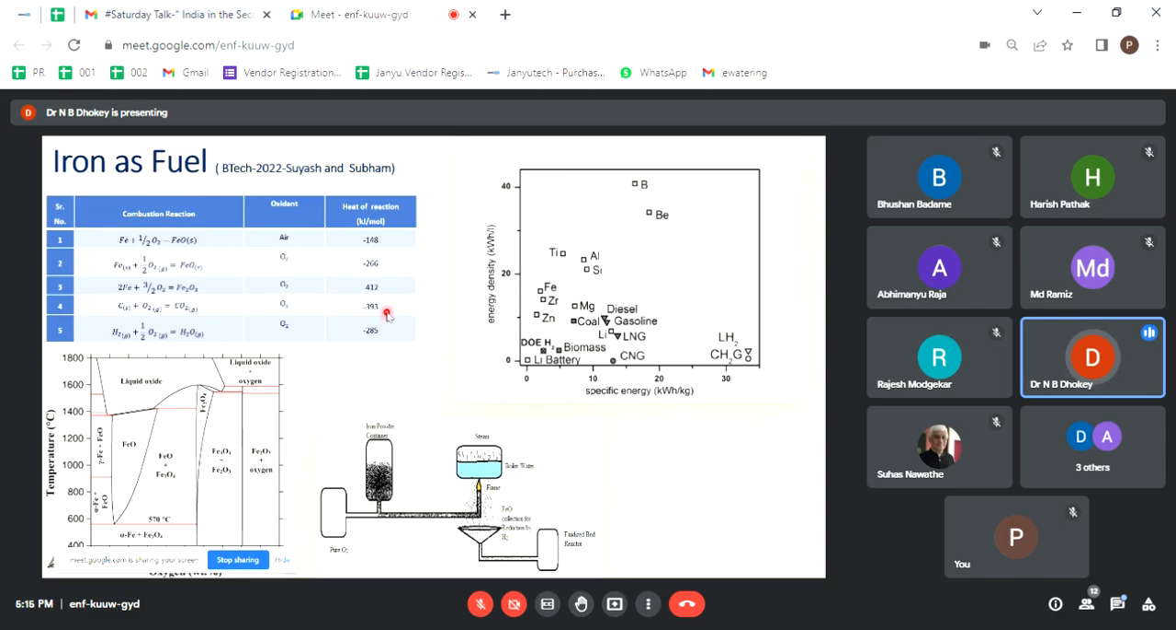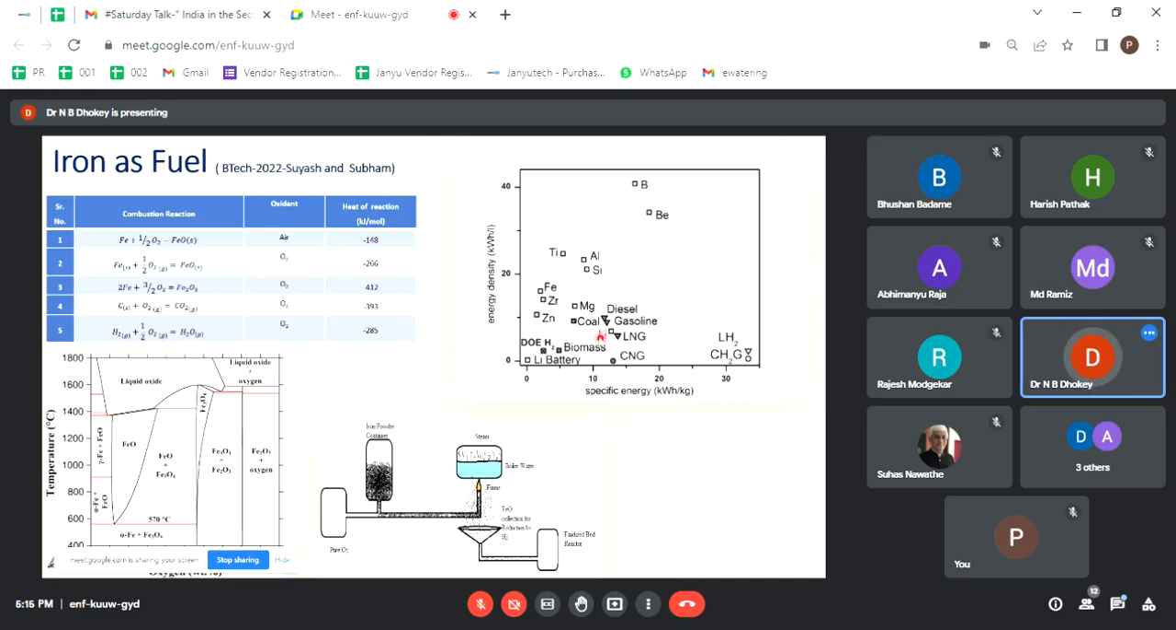You'll see how much energy you produce: -393 kilojoule per mole. And if you burn iron powder, you produce -412, so almost the same, or slightly more. And if you use hydrogen as a fuel, the enthalpy of the reaction is -285. So it means the exothermicity is more involved with iron oxidation. So we thought, why not burn iron powder?